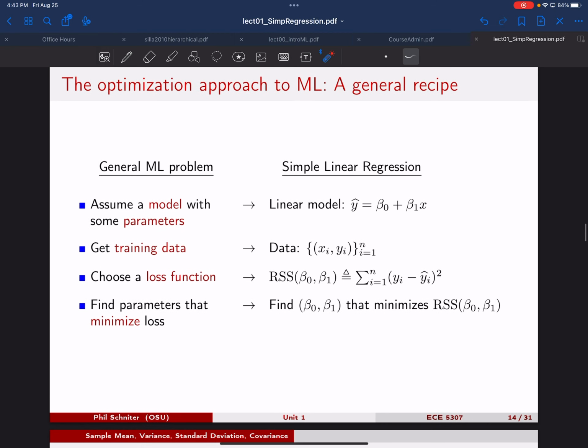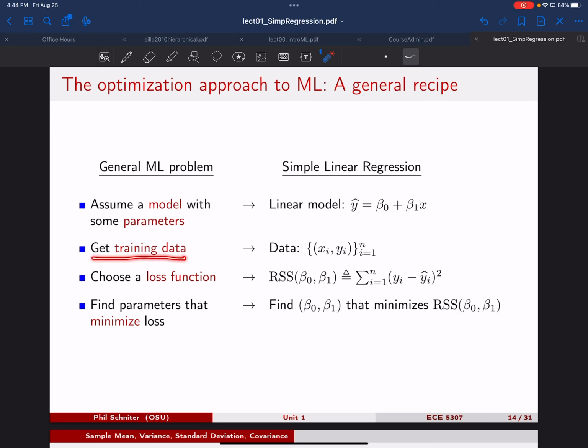Okay, so if we step back and look at what we've done, we've done something which is actually an example of a general recipe that you do in machine learning and refers kind of to what I talked about at the end of last lecture. So we assumed a model with some parameters. For this unit, this is going to be the simple linear regression, so it's a scalar linear model like this.